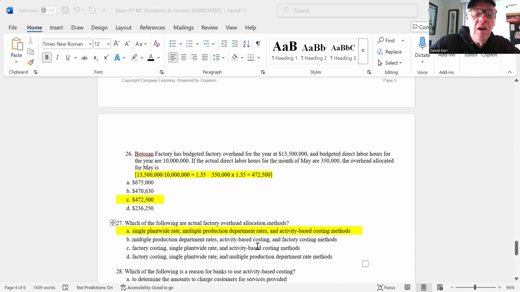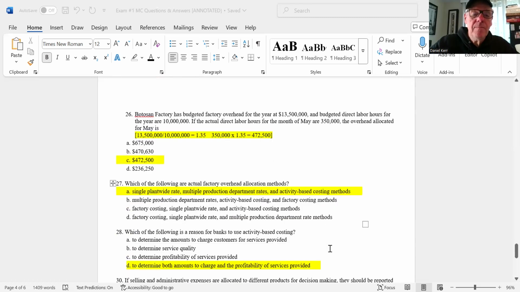27, which of the following are actual factory overhead allocation methods? So the classic methods are plant-wide, multiple department production department rates, and activity-based. So the answer there is A.